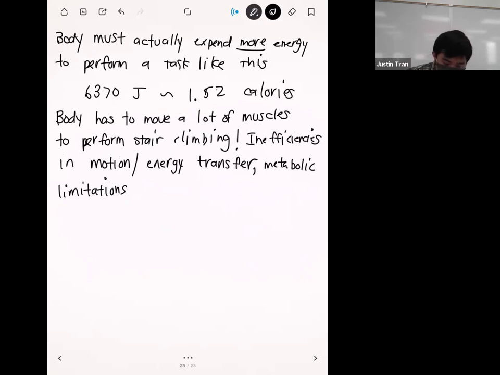And in fact, the inefficiencies in the system are pretty large. As such, only about 25% of the energy consumed by muscles is actually converted to mechanical work.